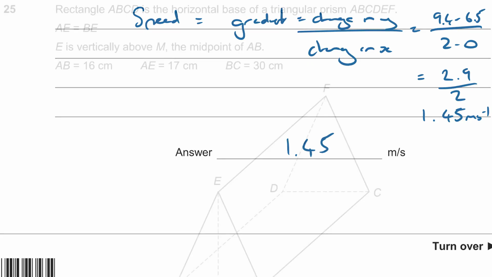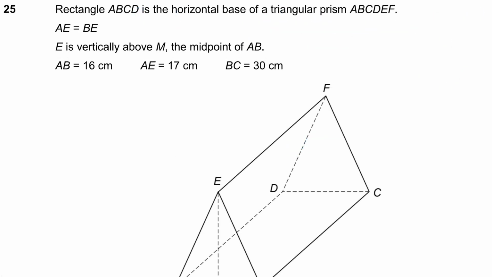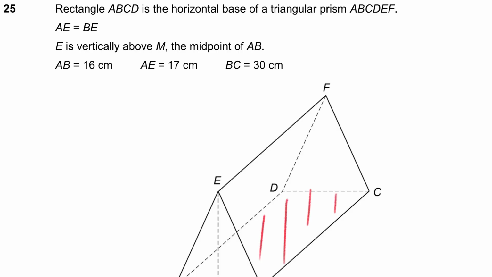1.45. Question 25. Rectangle ABCD is the horizontal base of a triangular prism. Where's ABCD? It is here. Look, this is the rectangular base of my triangular prism. Now we're told that AE equals BE. AE equals BE. Now that's not been marked on the diagram, so we need to add that in. These two lines are equal in length, which means that the front face is going to be an isosceles triangle.